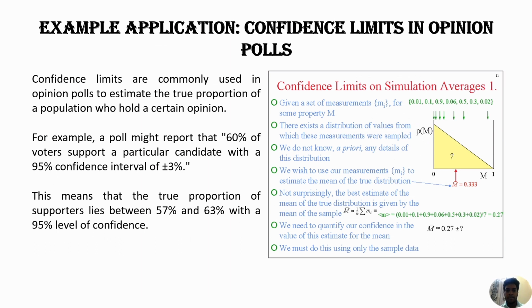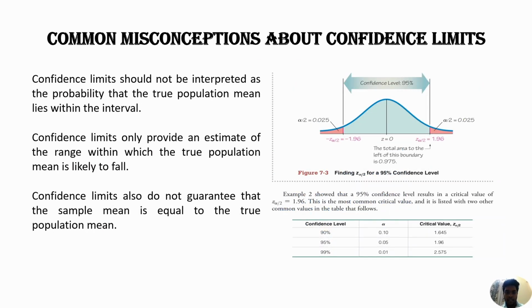Here is an example application: confidence limits in opinion polls. Confidence limits are commonly used in opinion polls to estimate the true proportion of a population who hold a certain opinion. For example, a poll might report that 60% of voters support a particular candidate with a 95% confidence interval of plus or minus 3%. This means that the true proportion of supporters lies between 57 and 63% with a 95% level of confidence. Here is another example of the common misconceptions about confidence limits, as shown in the previous slide.